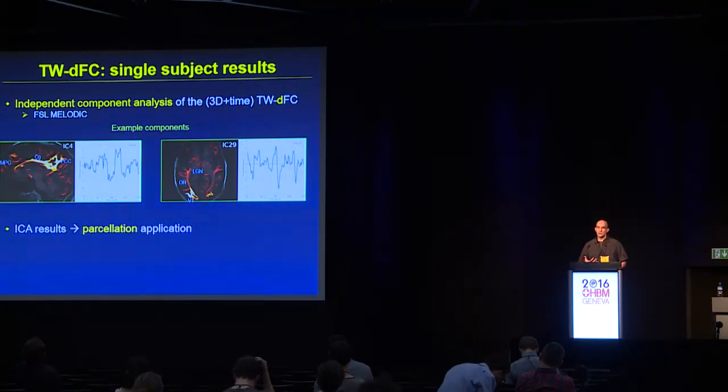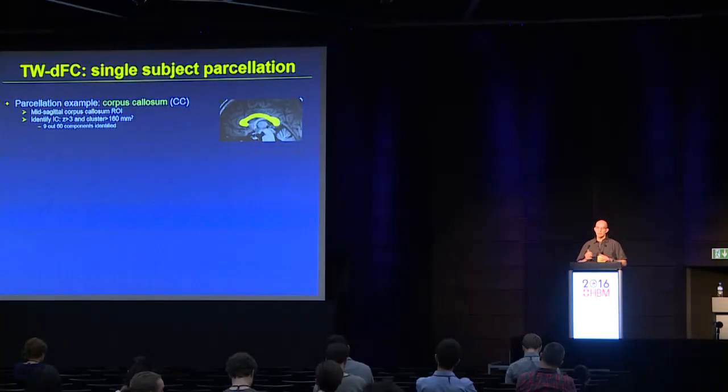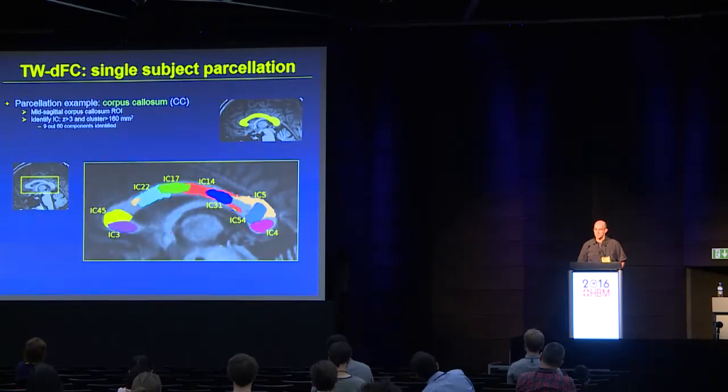You can also use this information for certain applications. For example, following what Alfred showed, here I'm going to show how we can use it for parcellation. So, for example, we can get all the components that we have. In this case, there were 60 components. I'm showing the example here for the corpus callosum. If we choose a region in the mid-sagittal corpus callosum, as shown here at the top right, you can then automatically select from the components which of them have, with a given threshold of intensity and extent of the cluster, components within this region. And in this particular case, 9 of the 60 had. And for one of the subjects, this is what you would get.